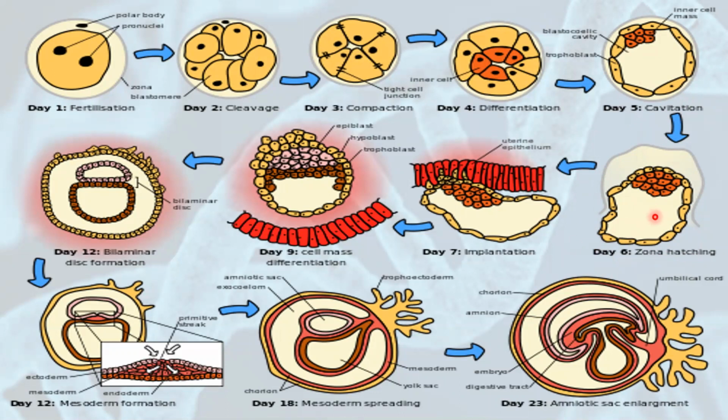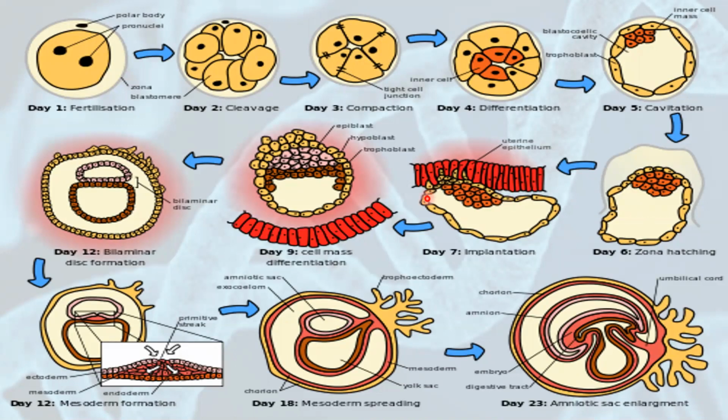Now this entire thing will occur from the fallopian tube to the uterus. The zygote will go on traveling from the fallopian tube to the uterus, and when it reaches the uterus, it will undergo zona hatching. On the 7th day, it will start its implantation process. These are the cells of the uterine epithelium, the inner wall of the uterus, the endometrium. Now what happens? This outer layer, shown in yellow color, is known as trophoblast.